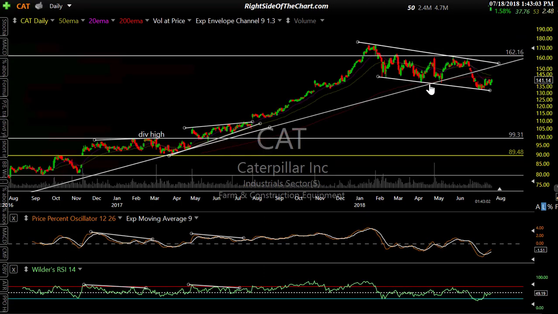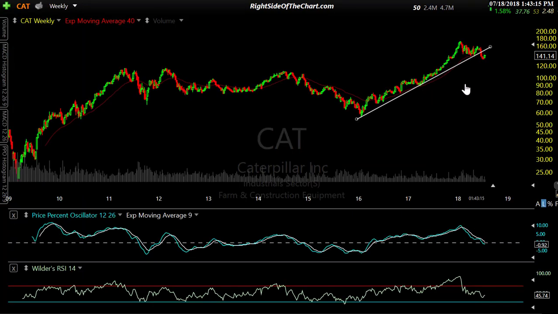CAT, we have this channel here. These two downtrend lines form a price channel. I don't have much of an opinion. You can go long at the bottom of the channel, short at the top of the channel, or wait for a break of the channel to position in whichever direction that is.